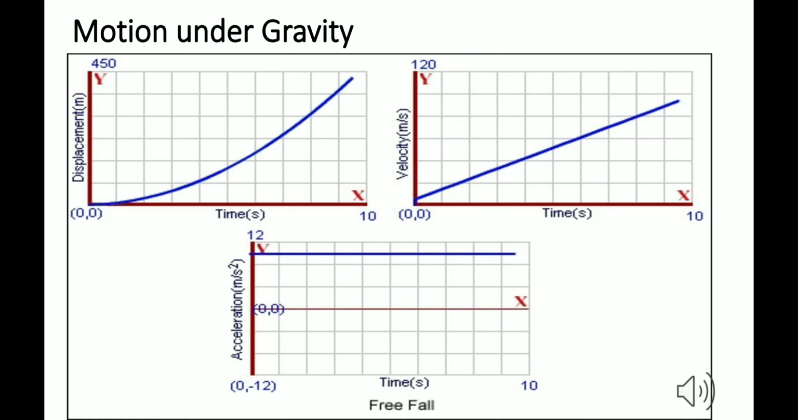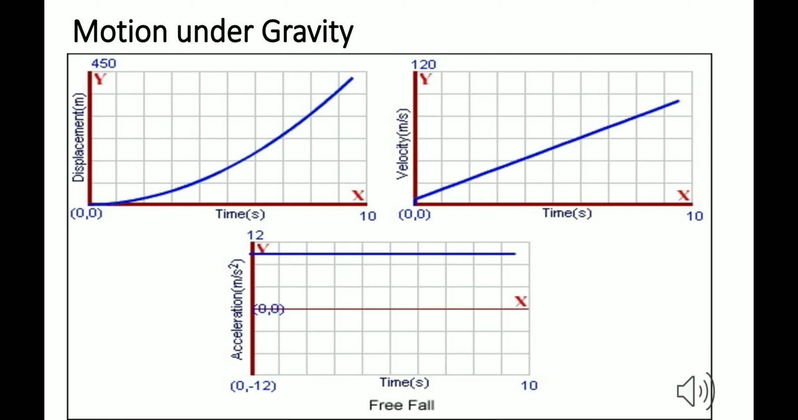Now here we are about to study the graphs of a freely falling body under gravity. The body is moving freely. So what kind of graph will we get for a displacement time graph of a freely falling body? That will be a curve as shown in the graph. The second will be the velocity time graph. That will be a straight line as the increase in velocity is uniform.